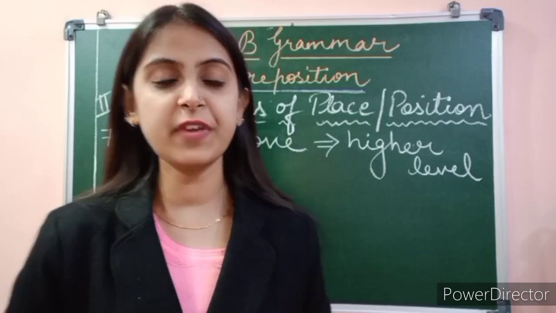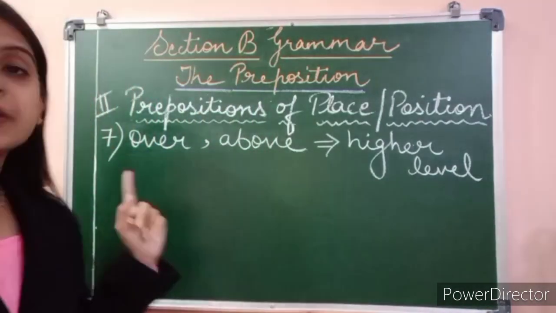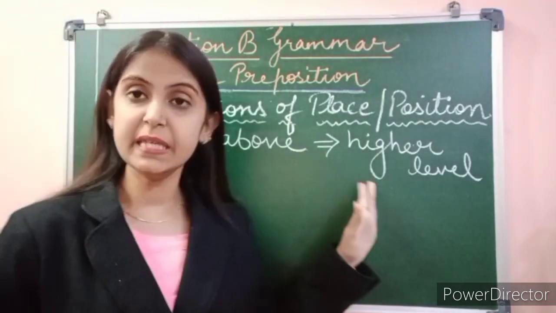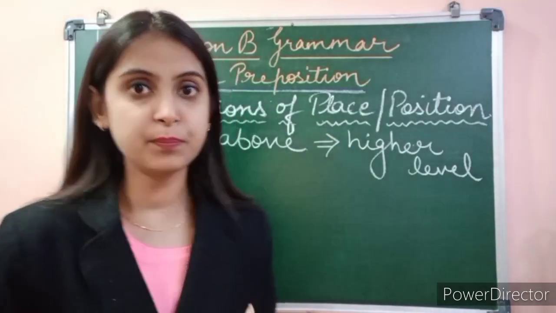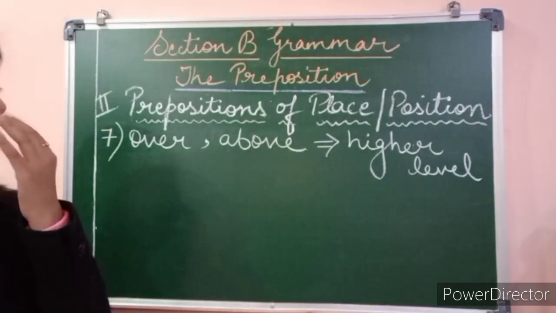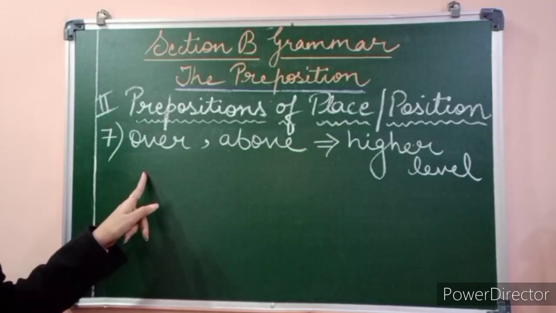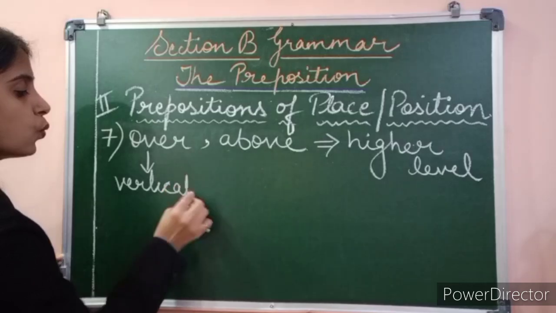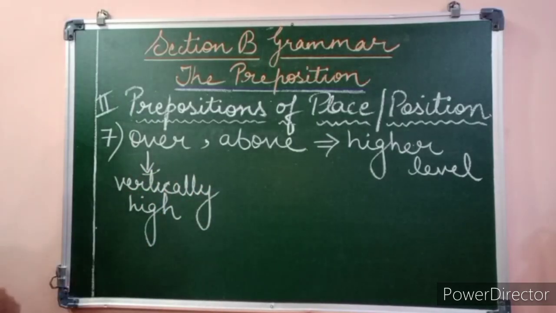Now next in the row we have the prepositions over and above. Okay, children, what is the difference between over and above? Both of the prepositions mean at a higher level. Then how do we differentiate between both these words? Both of them mean at a higher level. Okay, over is generally used when something is vertically high. Alright, when something is vertically high.